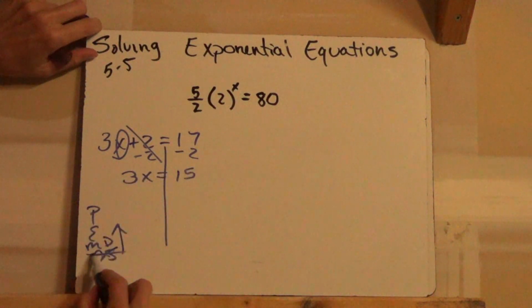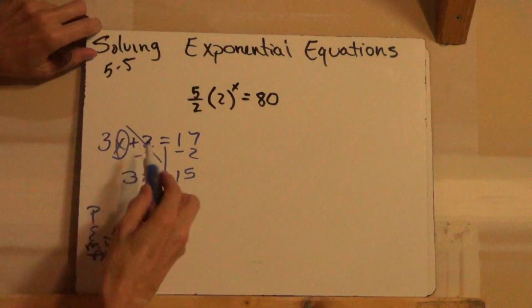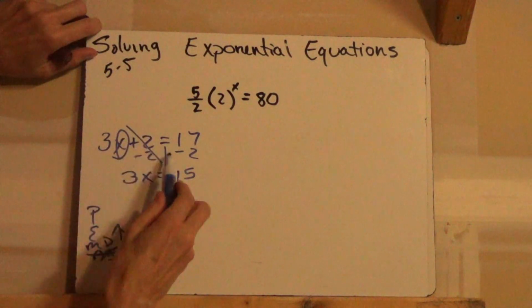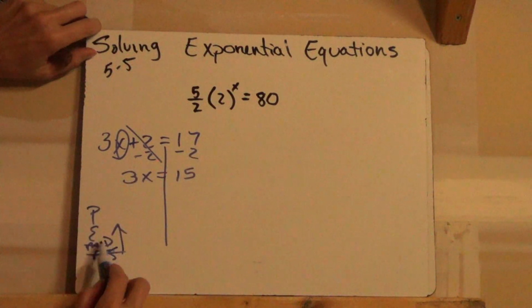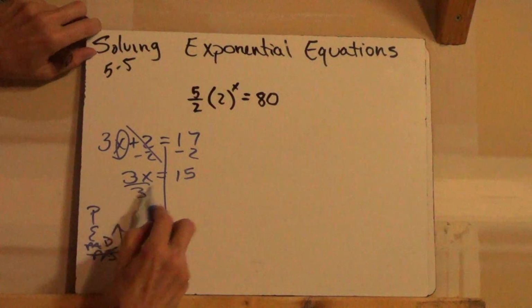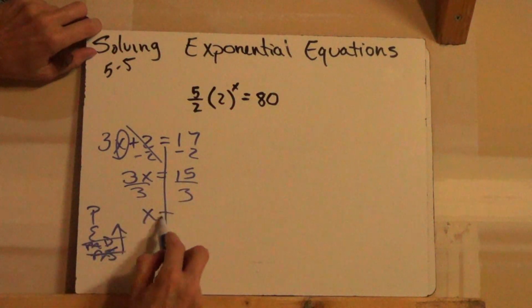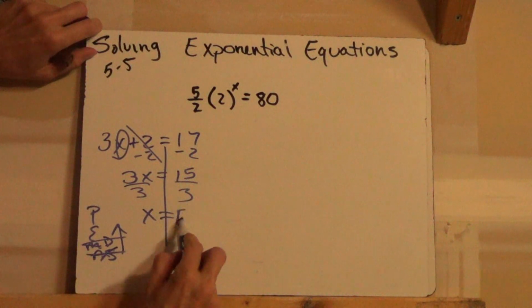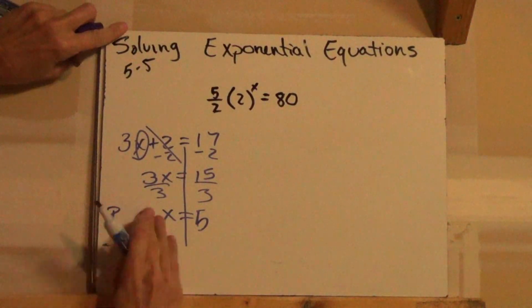Now, coming up your PEMDAS ladder, we saw that it was a plus 2, so we subtracted. Now we see it's a times 3, so divide by 3. Mark that out. And we get x equals 5. Then you could plug it in and check it.